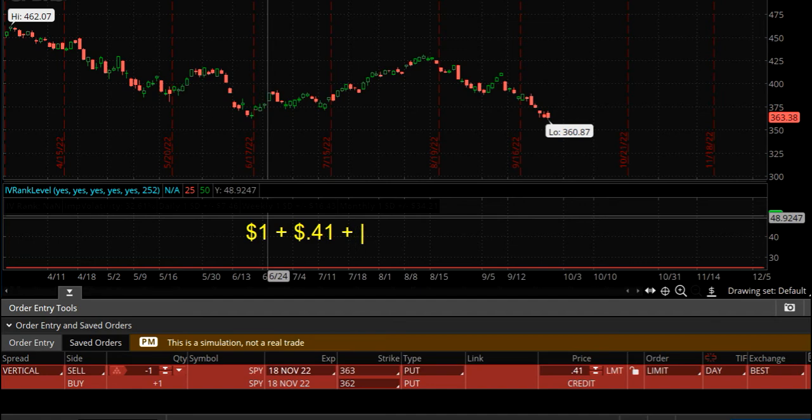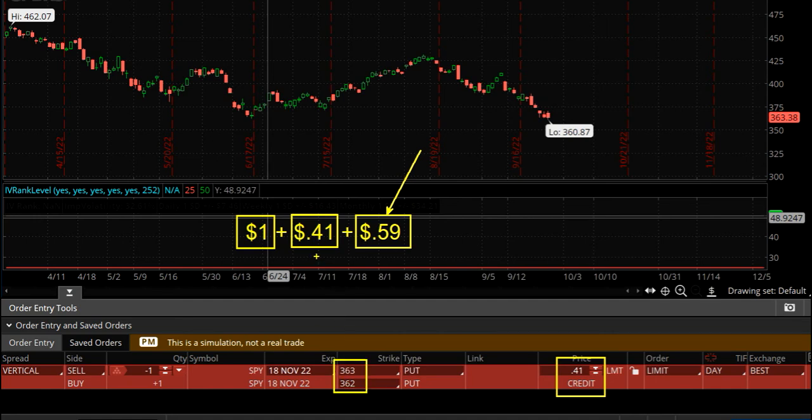But max potential profit, which is 41, plus max potential loss has to equal $1. So in this case, what that means is 59 cents has to be the most we can lose. Because again, max potential profit, what we sell this vertical for, plus max potential loss has to equal the width of the strikes, and it does. So the most we can make on this trade is 41. The most we can lose on this trade is $59.